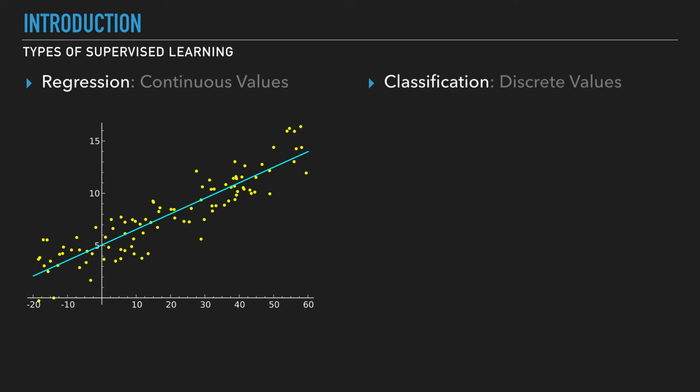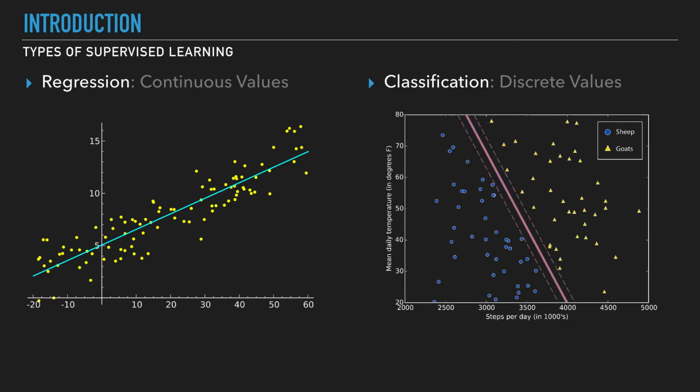In classification, the output is a discrete value. In binary classification, like here in this graph, the output can be either a sheep or a goat, a yes or a no. That's binary classification. We can have more number of outputs, but the main difference is it will take discrete values. In this project, we will mainly talk about the classification technique for emotion recognition.